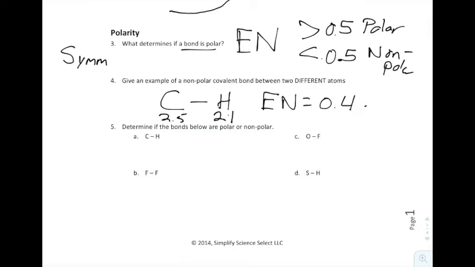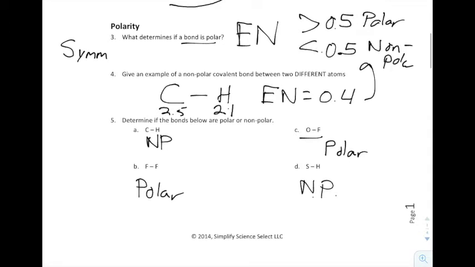So now, for number 5, it wants us to determine if the bonds are polar or nonpolar. The first one I can say is nonpolar. Okay, I looked at the electronegativity difference. For the next one, I can say that it's polar. Okay, the electronegativity difference there is going to be 0. And then for the last two, this one's right on the border. It tends to be classified as polar because it's right there. And then for the last one, once again, it's going to be nonpolar. So remember to look at the electronegativity differences for those, so make sure you can answer those correctly.